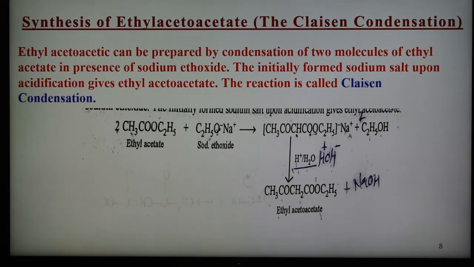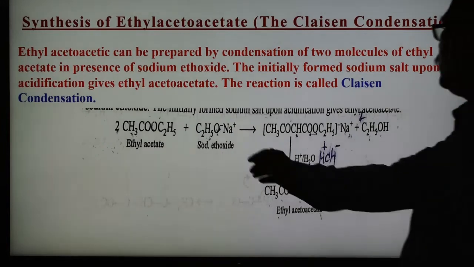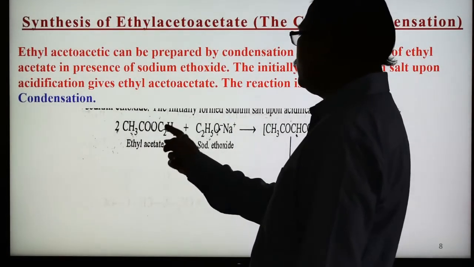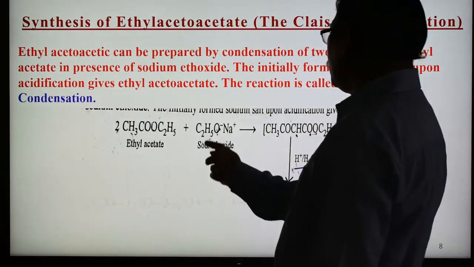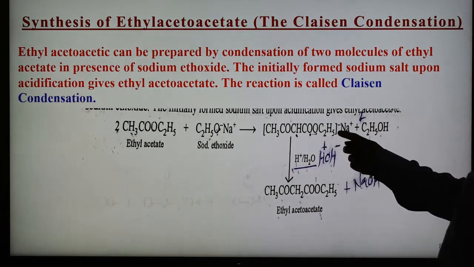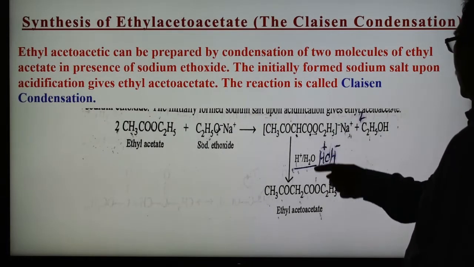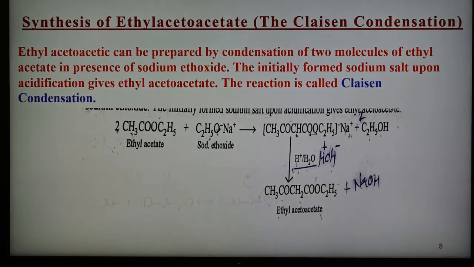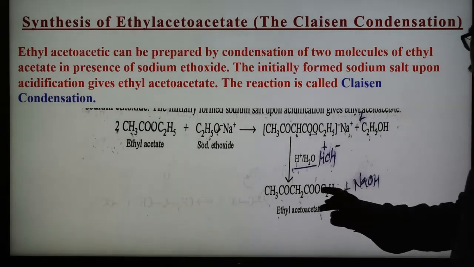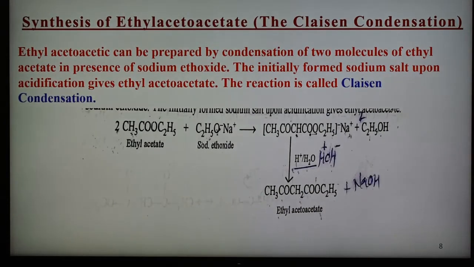See, 2 molecules of ethyl acetate react with this sodium ethoxide. This is the 2 molecules of ethyl acetate, and sodium ethoxide, we get this addition compound, and C2H5OH is replaced, and after this hydrolysis, we get this compound ethyl acetoacetate. So this is known as ethyl acetoacetate, and NaOH is the other product. So this is the reaction.